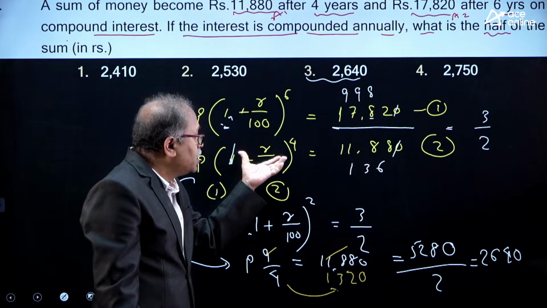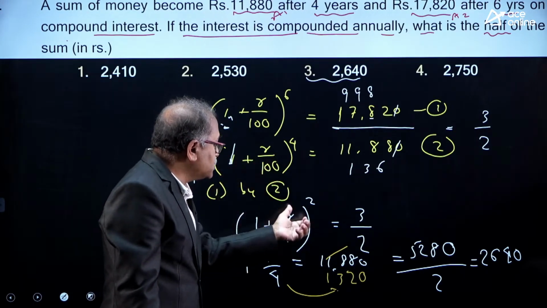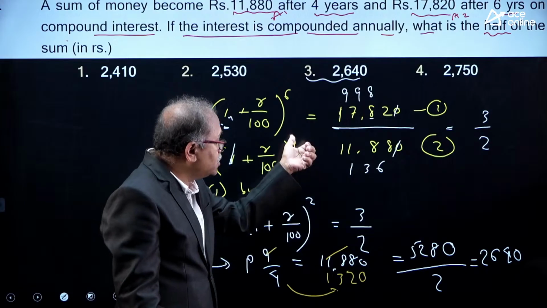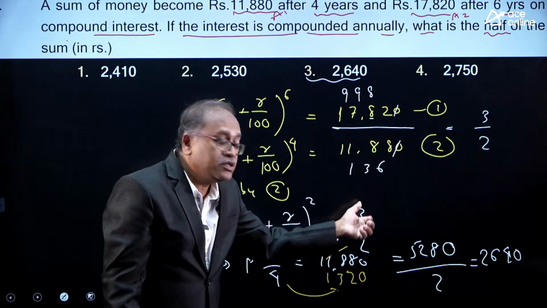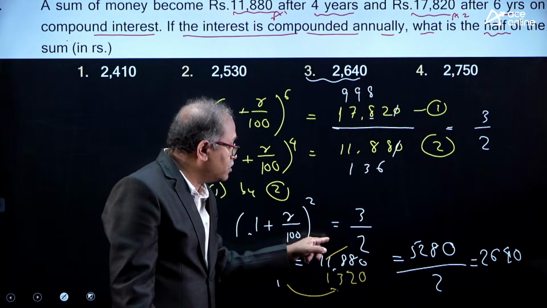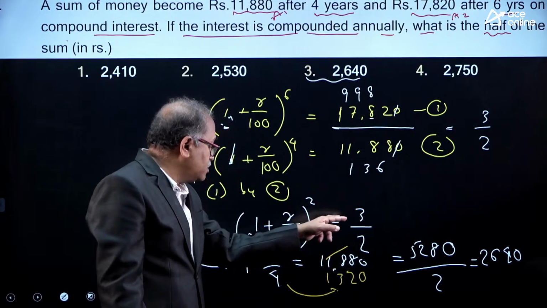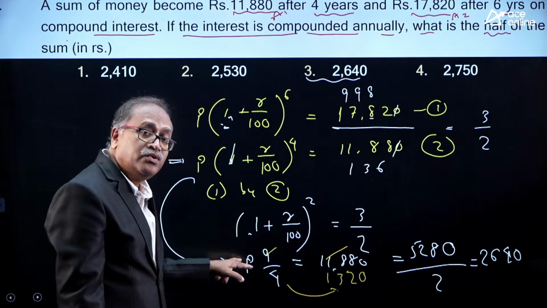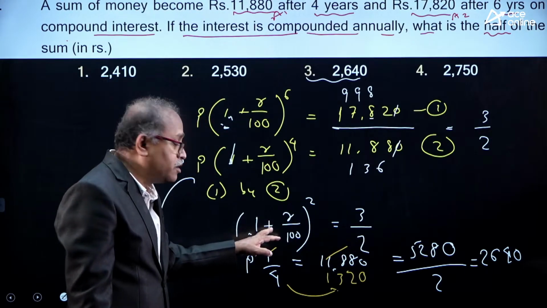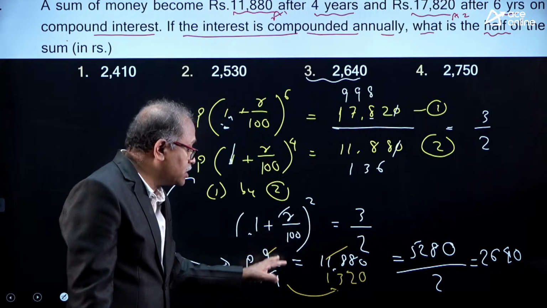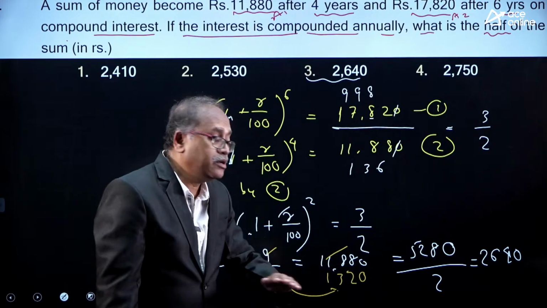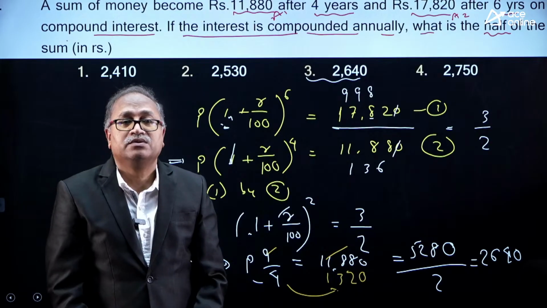So, when I replace this one, I will be getting 1 plus r by 100 to the whole power 2 because 4 is there. So, that is 4 minus 2 is 2, which I am getting 3 by 2 from this side. Now, I will take a square root on both sides, then you will find that this becomes 9 by 4, p into 9 by 4. Bring that 3 by 2 over here. Now, 3 by 2 to the whole power 2, that is 9 by 4, which is equal to 11,880. From there I am getting p. Once I get the p, make half of it, that is your required answer.